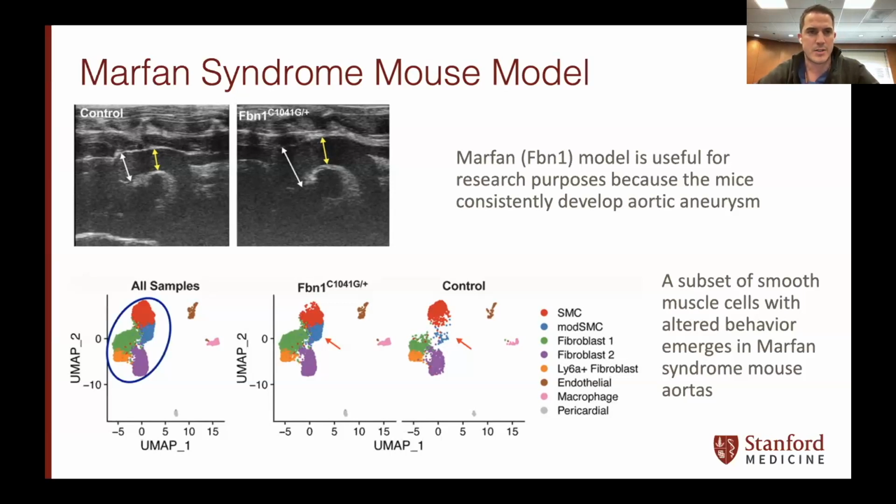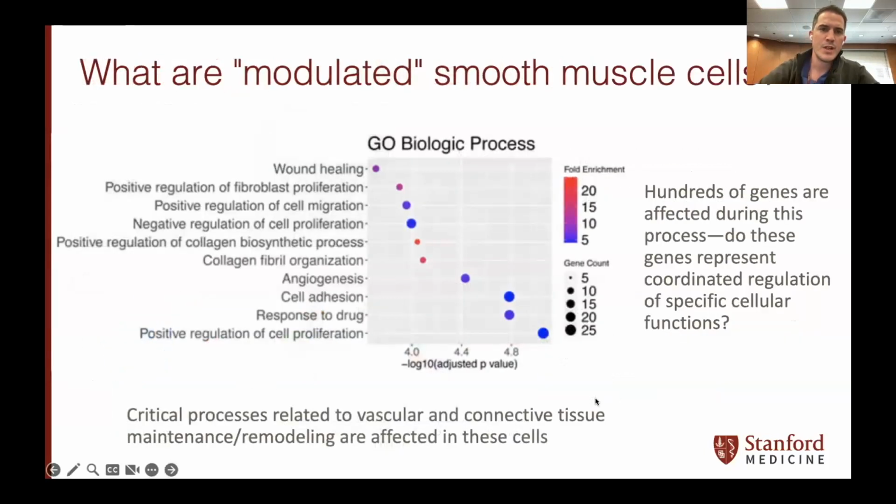And we learned that these are actually a type of smooth muscle cells, which are those cells I mentioned before in the middle layer of the aorta, and that they have a unique, we call it phenotype, or behavior. And I'll talk about that in just a second. So the first thing we asked ourselves was, what are these cells doing? What makes them different from normal smooth muscle cells?